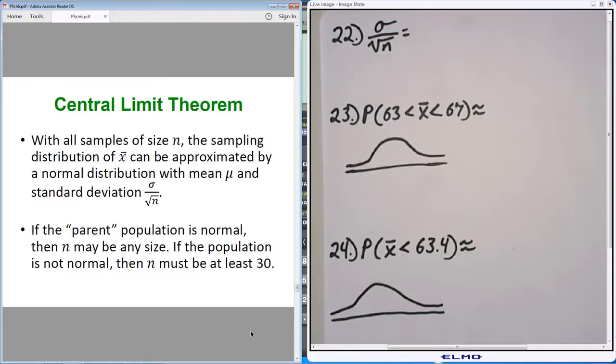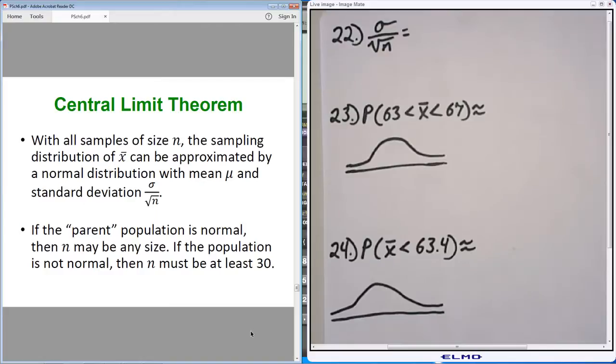Now here's the central limit theorem. It says with all samples of size n, the sampling distribution of x bar can be approximated by a normal distribution with a mean of mu and a standard deviation of the standard error of the mean. If the parent population is normal, if the population all this is happening from is already a normal distribution, then n, that's the sample size, can be any size. It gets grandfathered in, so to speak, or it inherits its normality.